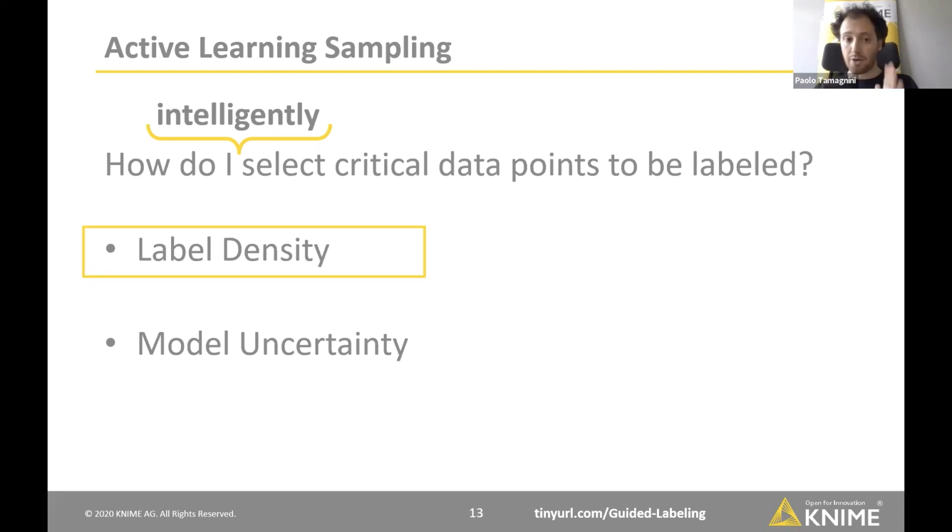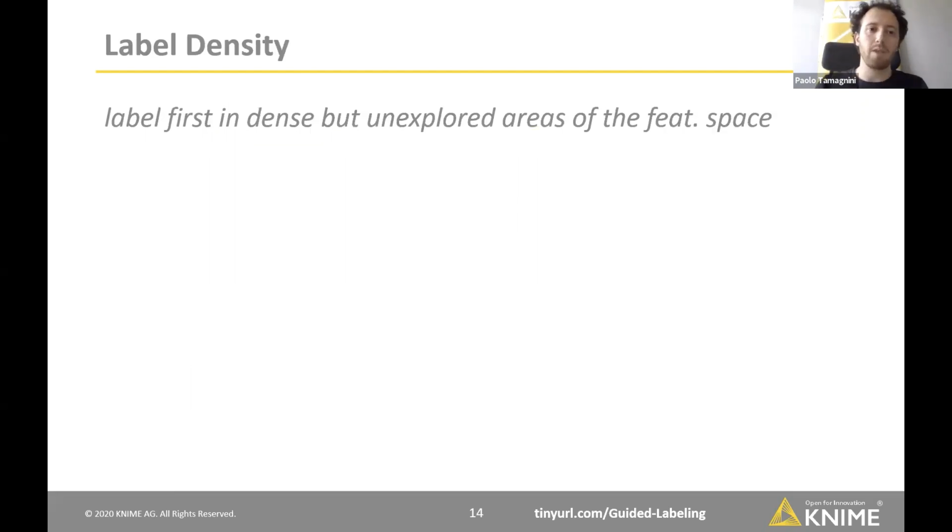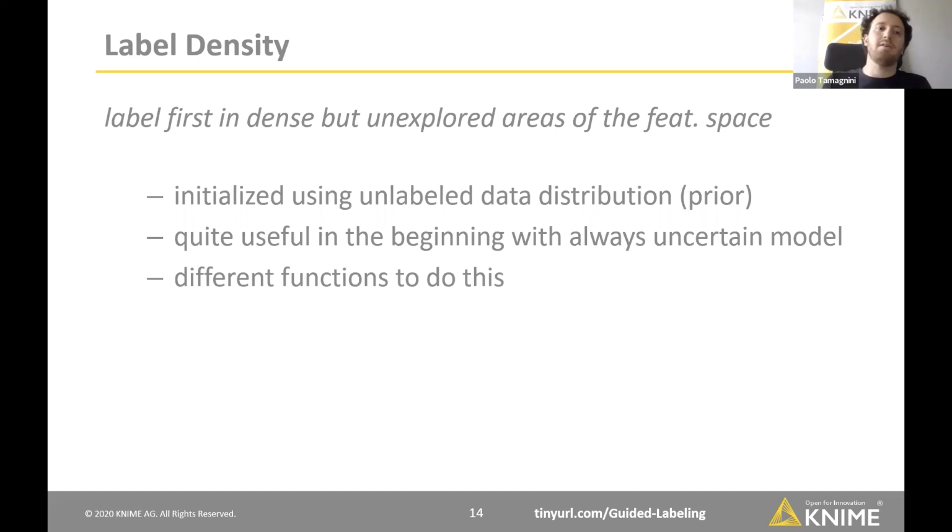And we are going to focus first on label density. So what is label density? The idea is that you want to label first in areas of the feature space. So in groups of rows that are really close to one another, so that you don't waste time labeling rows that are really unique. And that is basically, you can say that this means to label in dense but unexplored areas of the feature space, because you don't want to always label in the same places. So we can initialize this with a prior distribution.